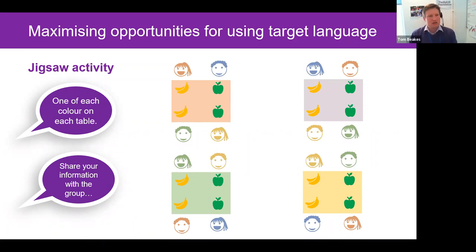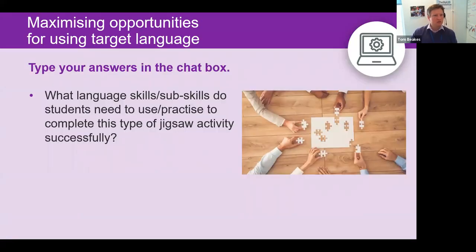So thinking about this activity, then these children have listened to a text. They've had to answer questions on the text. They've had to talk about that with their partner. They then had to go into a new group and explain and answer questions about the text to a new group of partners, and then listen and write down those answers themselves. So my question for you is, well, what kind of language skills or language sub-skills do students need to use to complete this type of jigsaw activity successfully? What skills are they using?